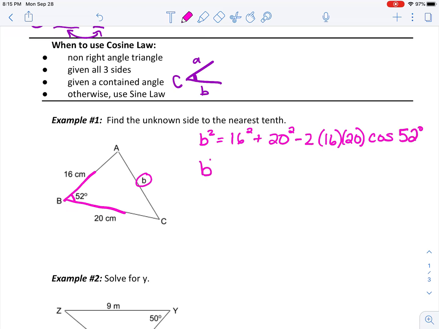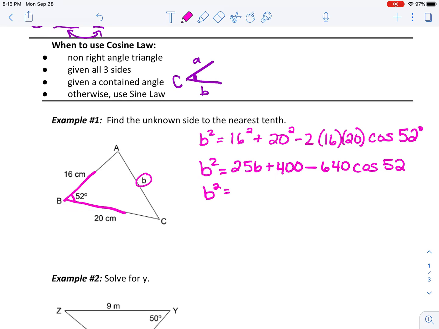And then we have to practice putting this in our calculator. Okay? So 16 squared is 256. 20 squared, 400, minus 2 times 16 times 20 is 640 cos 52. You could put it all on your calculator at once. I'm breaking it down so you can see exactly what I'm multiplying here.